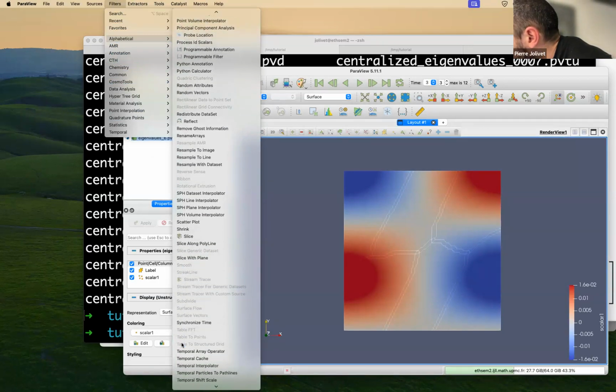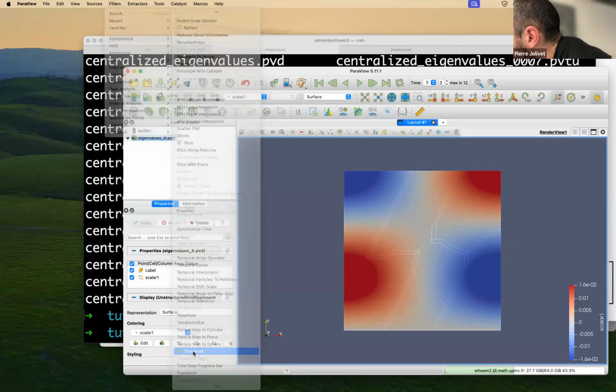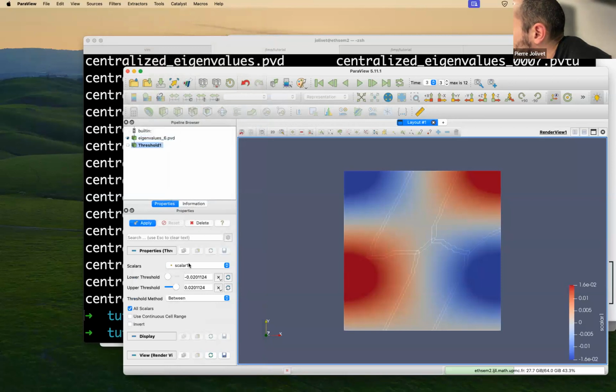Okay. Threshold. And so we do a threshold on the scalar.